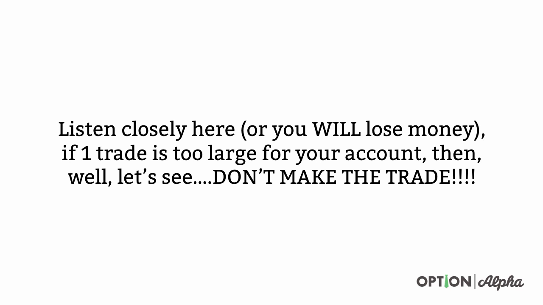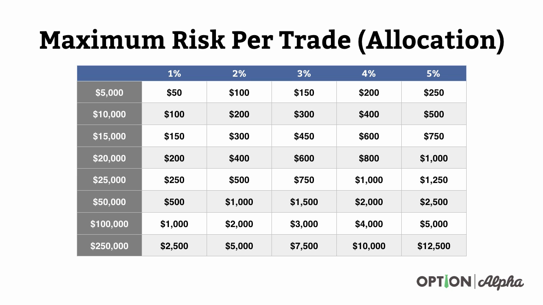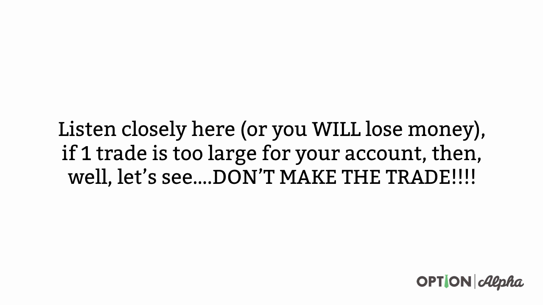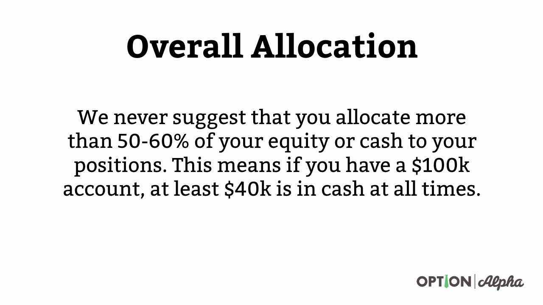If you still can't scale down so that your risk size is 1 to 5%, then you don't need to be making the trade. You can find other trades. There are tons of trades that have very small risk sizes per trade, okay? So it's really, really important. So let's talk about overall allocation.